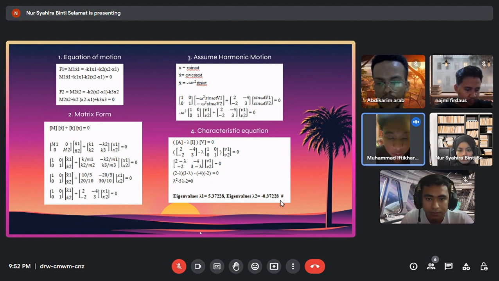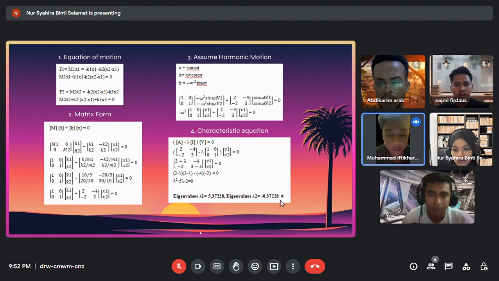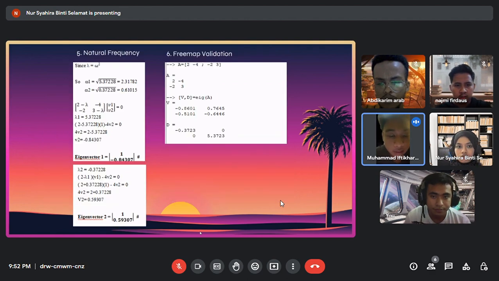So we got the eigenvalue for lambda 1 equal to 5.37228 and eigenvalue for lambda 2 we got negative 0.37228. Okay, so next we do the natural frequency. Lambda equal to omega square. So for omega 1 we got 2.3176.